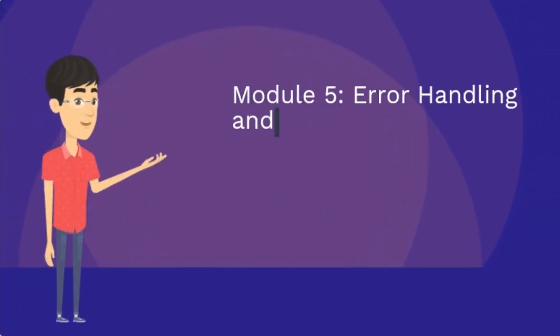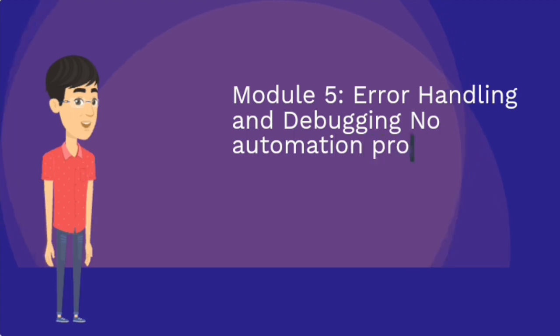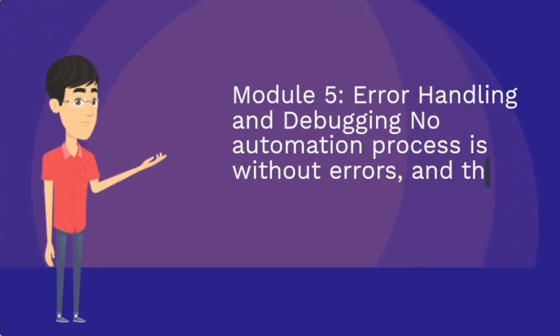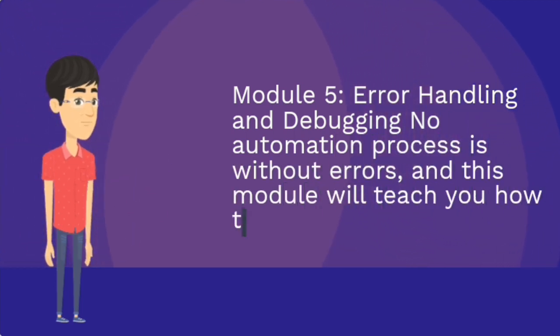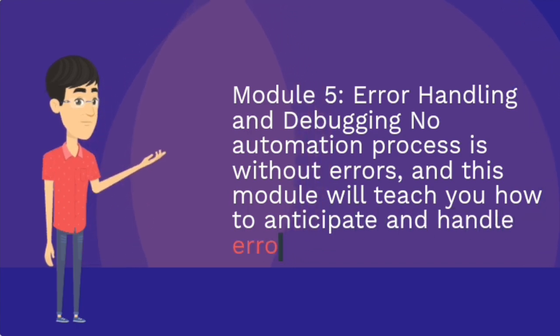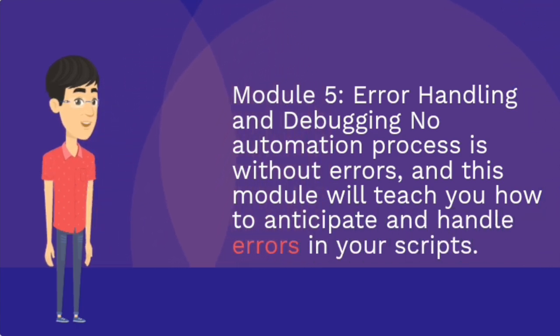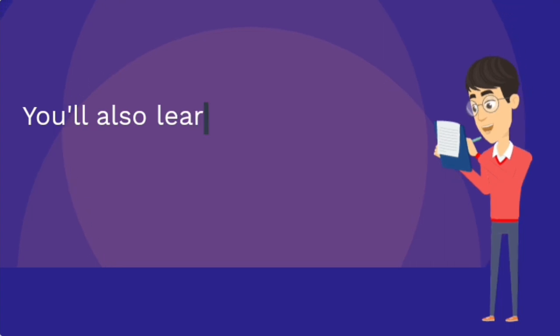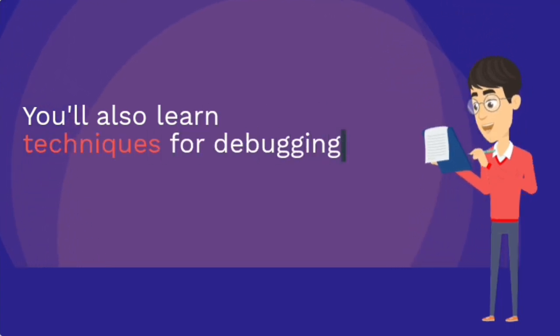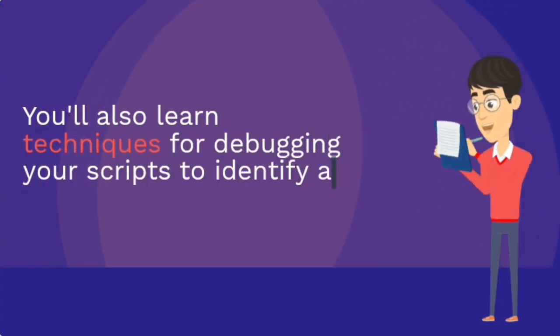Module 5. Error handling and debugging. No automation process is without errors, and this module will teach you how to anticipate and handle errors in your scripts. You'll also learn techniques for debugging your scripts to identify and fix any issues that may arise.